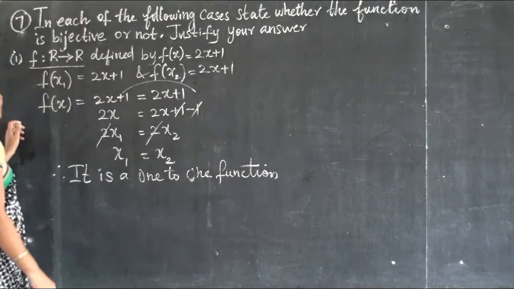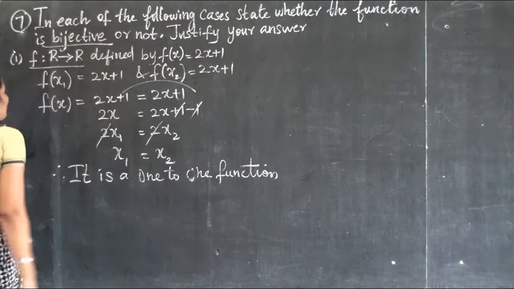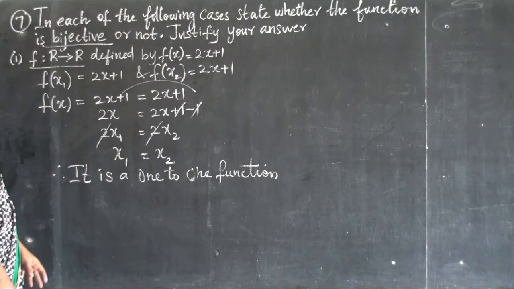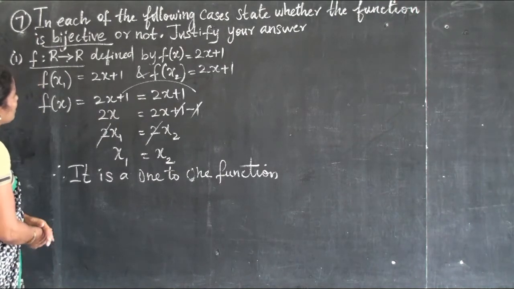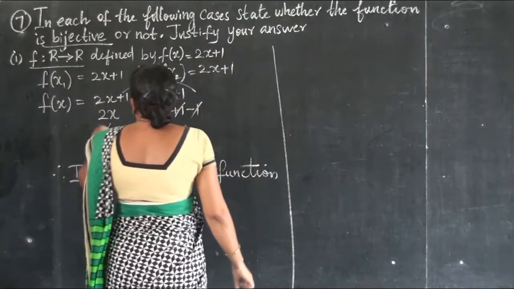Okay, then hence it is a bijective. So you have to find whether it is a one-to-one function as well as an onto function. Then let us move on to the next, the onto function. We can check whether it is an onto function.